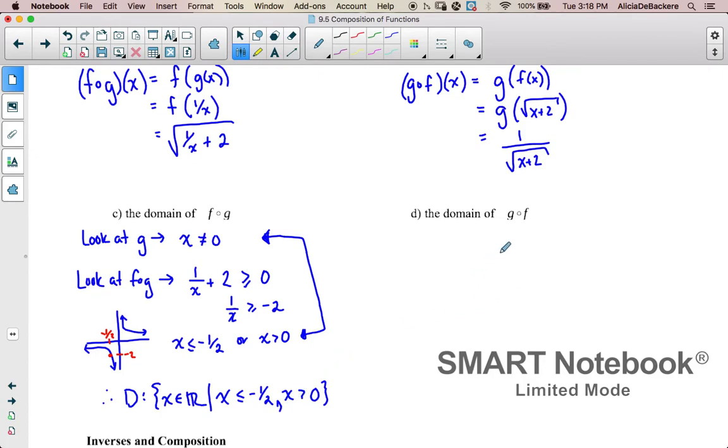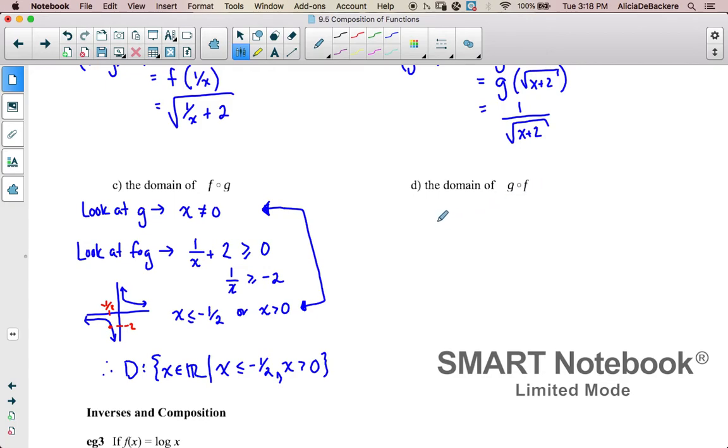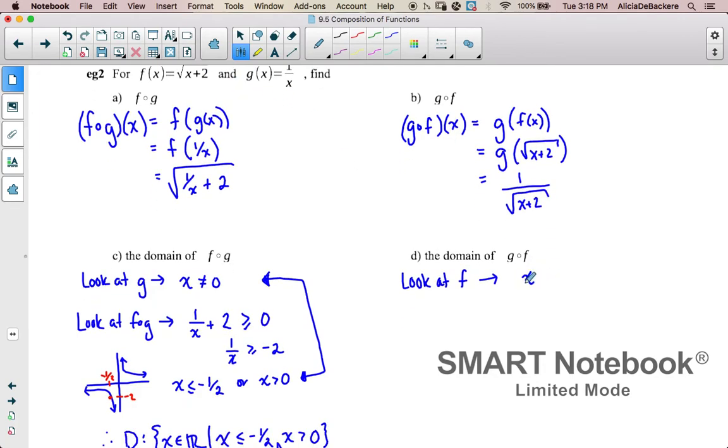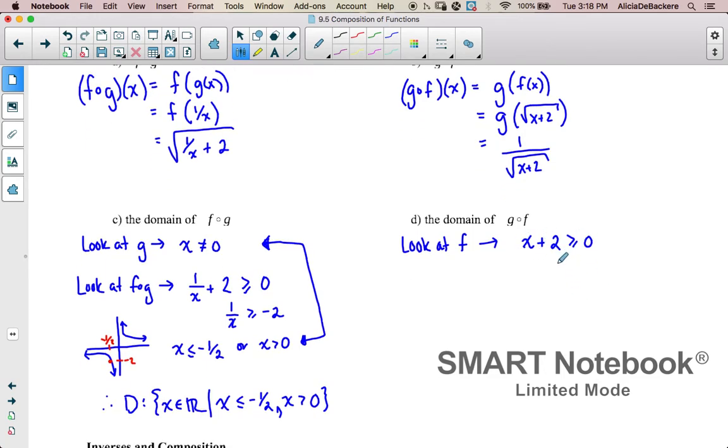All right, now we're going to take a look at the domain of g of f. So again, we start with the interior function. That's the second one in the equation. And so I'm going up and I'm taking a look at my f equation. That's the square root of x plus 2. So I know that I can only take the square root of positive numbers or 0. So that tells me that the thing under the square root has to be greater than or equal to 0. And then I can rearrange this and solve for x. So I know that x has to be greater than or equal to negative 2.